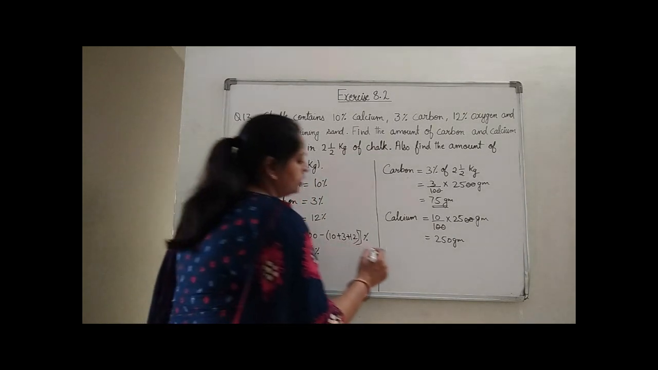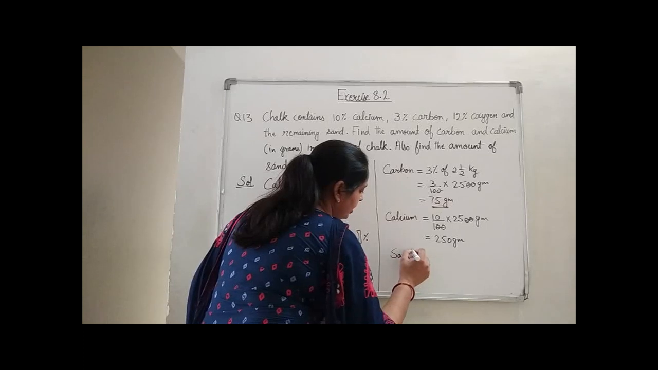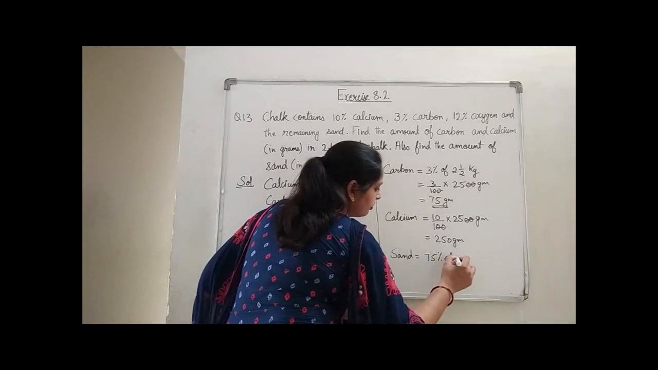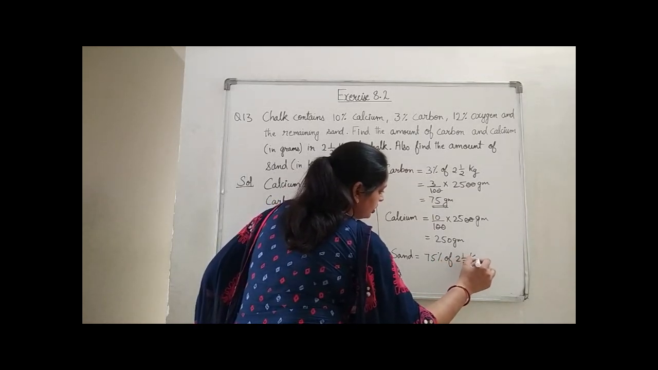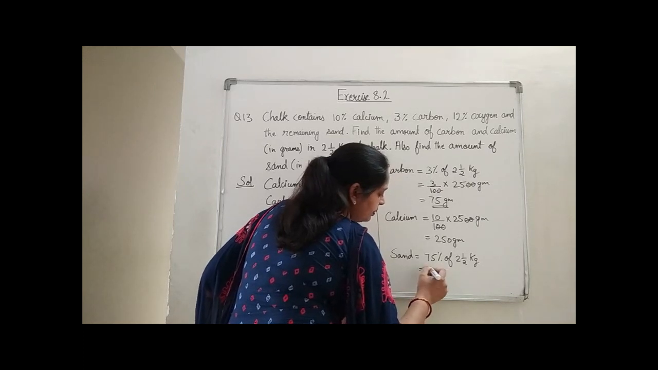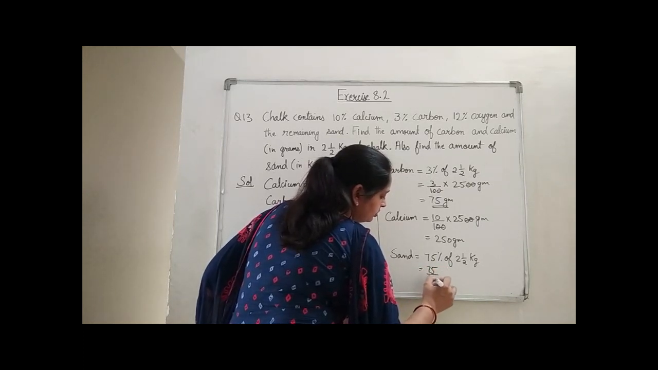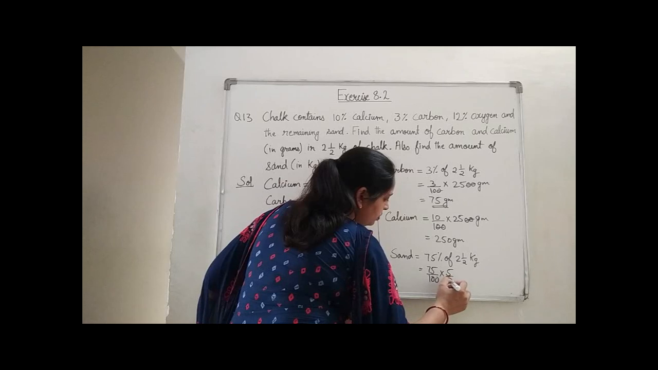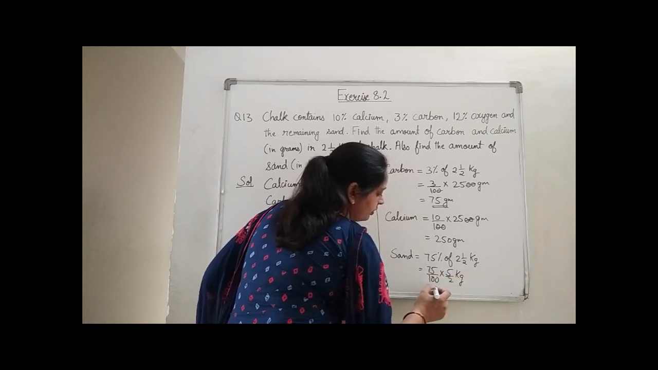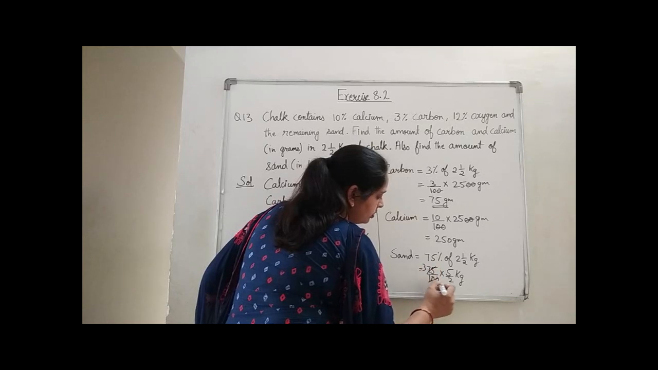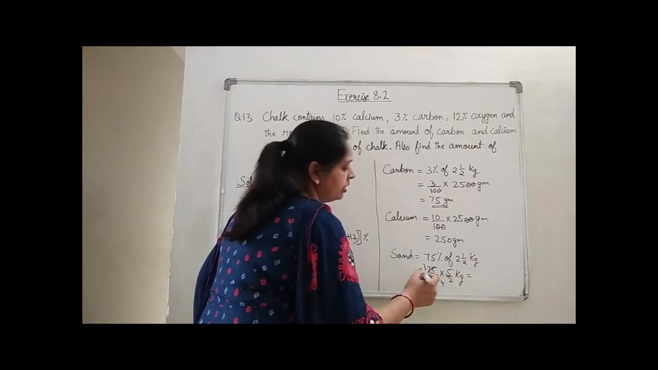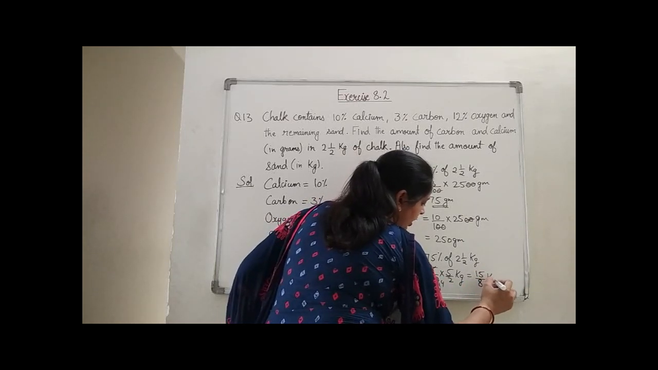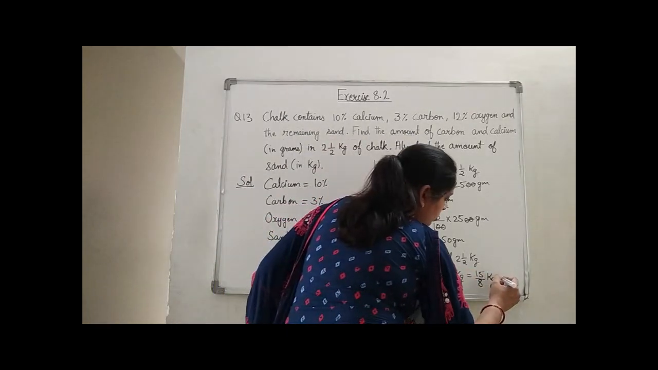So sand we have to find out, and we have to find sand in kg. So sand will be equal to how much? 75% of 2.5 kg. 75% means 75 by 100 into, in kg only we have to find it. So 2.5 is 5 by 2 kg, and this will go for 3 by 4. So 5 3s are 15 upon 4 2s are 8. 15 by 8 kg.